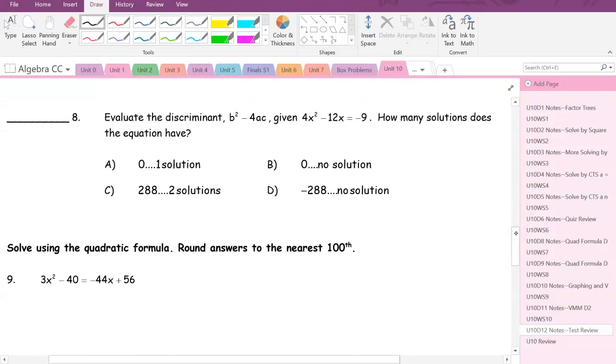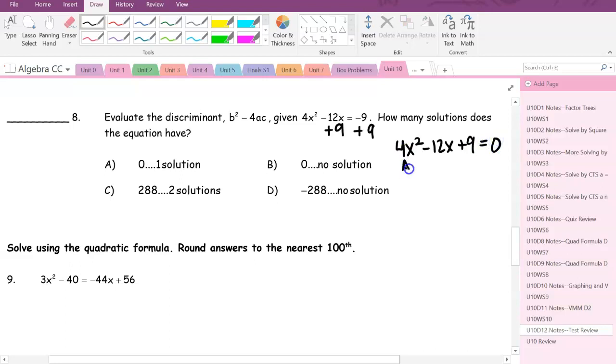All right, evaluate the discriminant. Given 4x squared minus 12x equals negative 9, how many solutions does the equation have? Okay, again, if you're going to evaluate the discriminant, we need to be in standard form. So we're going to start off by adding our 9 over. And it is just a regular number, so that's our c value. It'll go at the end.